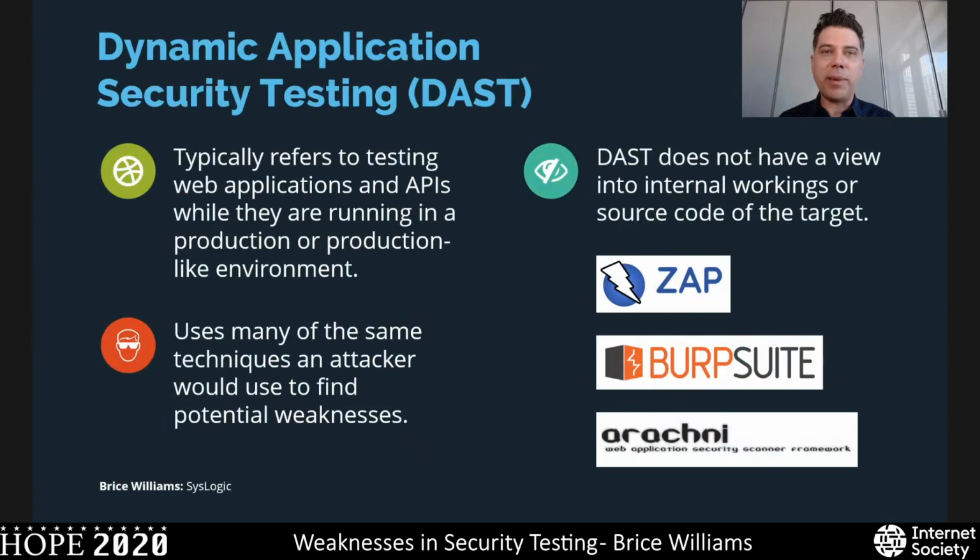Next, we have Dynamic Application Security Testing, or DAST. This typically refers to web applications and APIs while they're running in a production or a production-like environment. DAST doesn't have any view into the internal workings or source code of the target. It's purely looking from the outside. It uses many of the same techniques as an attacker would to find potential weaknesses in a system, which makes it very valuable in your test arsenal. Some popular tools are ZAP, Burp Suite, and Arachni.